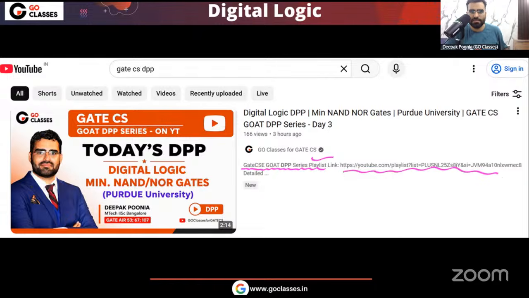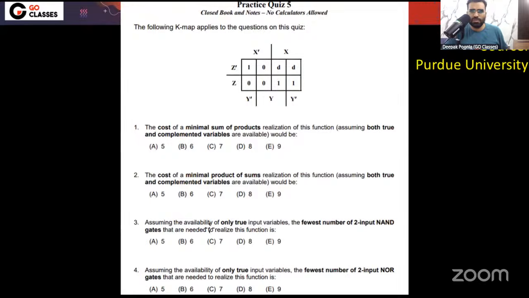Now let's start. Let's solve these questions from Purdue University. Total 4 questions are there. You can see the following K-map applies to the questions on this quiz. This K-map is given to us. Based on this K-map, there are total 4 questions that we need to solve.